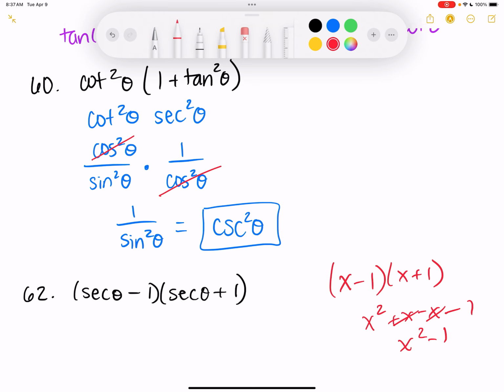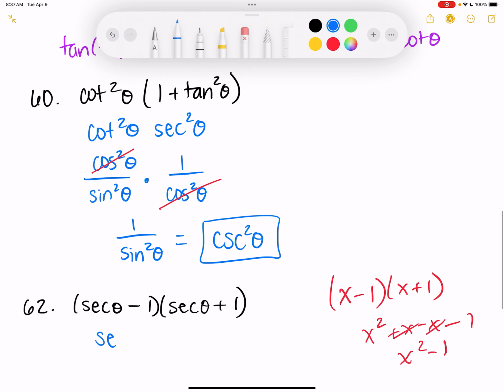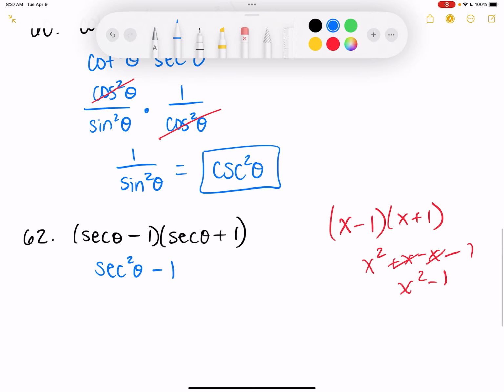Secant minus 1 times secant plus 1. Kind of looks like this. So this is going to end up giving us, replacing x with secant, secant squared theta minus 1. Now, is that something we have? Or we could get there?